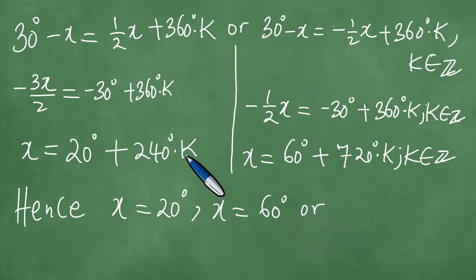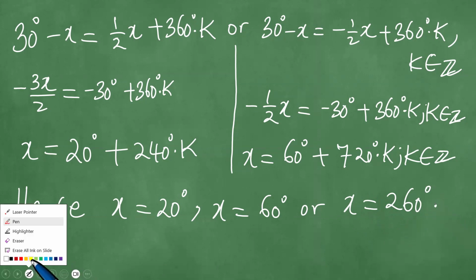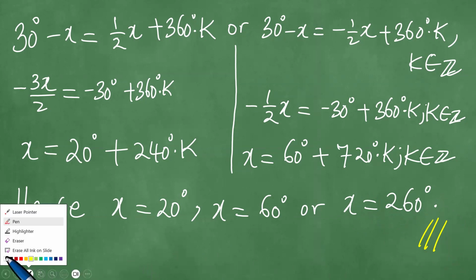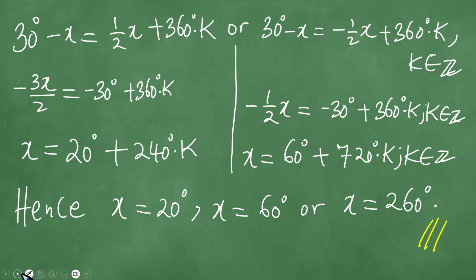Or here, when k is 1, we shall have 1 times 240, which is 240, plus 20, which is 260. So we also have that x equals 260 degrees. And so this is a solution to the problem, and we are done. However, there are also other approaches to this. Let's look at method 2.